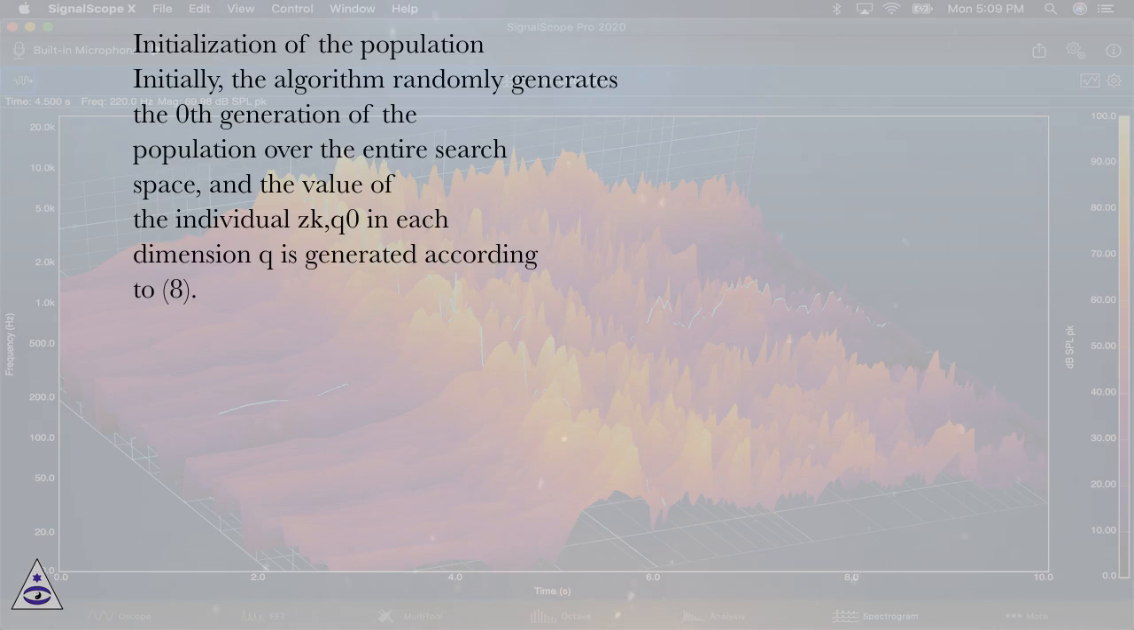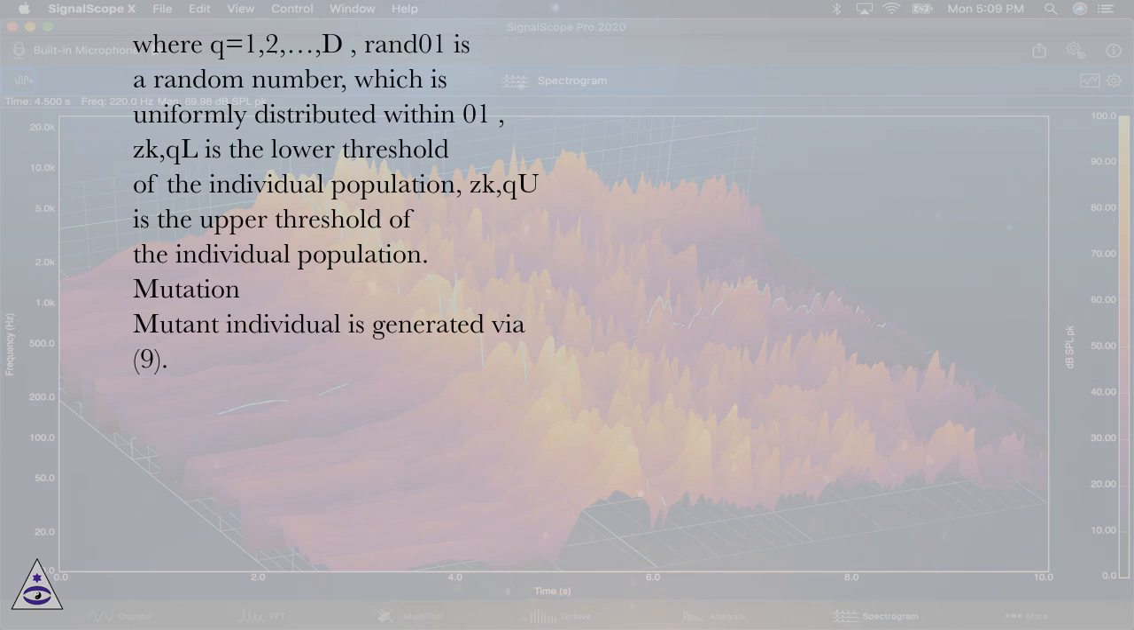Initialization of the population. Initially, the algorithm randomly generates the 0th generation of the population over the entire search space, and the value of the individual z_k,q^0 in each dimension q is generated according to Equation 8, where q equals 1, 2, ..., D, rand(0,1) is a random number uniformly distributed within (0,1), z_k,ql is the lower threshold of the individual population, and z_k,chu is the upper threshold of the individual population.